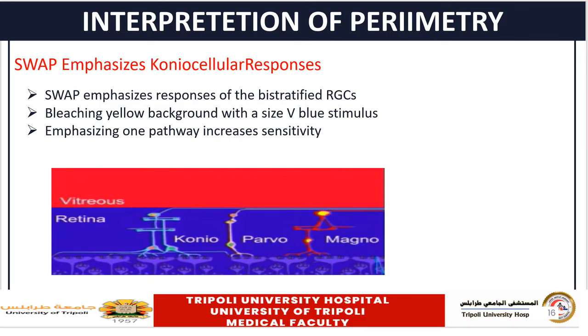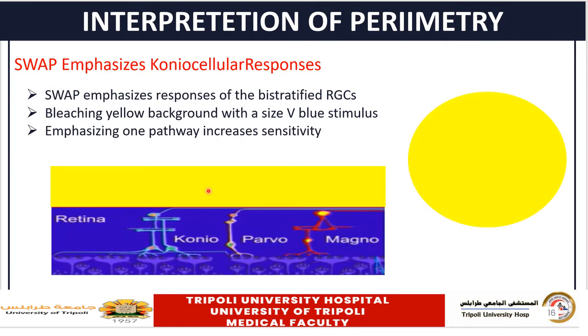As you can see here, there is a blue stimulus of large size, usually size 5. This will target the blue cones, and the other cones will be bleached by this yellow background. The background is yellow, and the stimulus will be blue. This is the principle of the short wavelength automated perimetry.